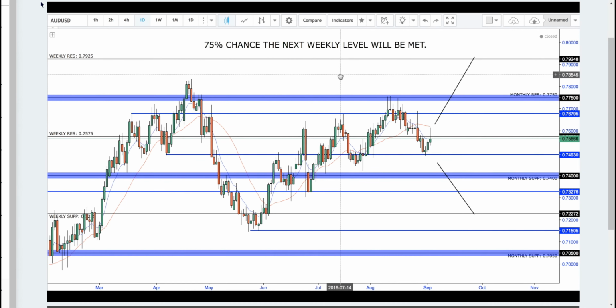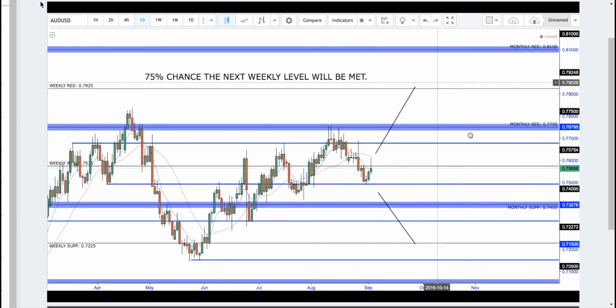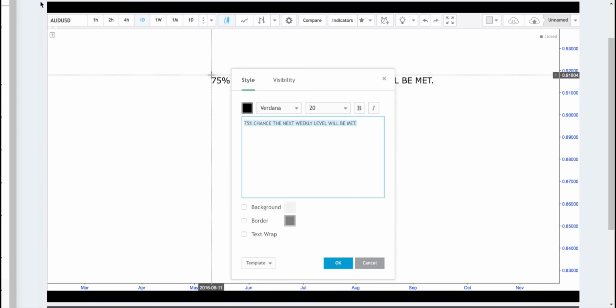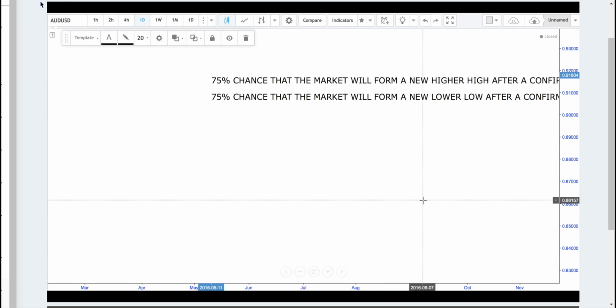And also, which I didn't drop in on the last video, very sorry, there is a 75% chance that the market will form a new higher high after a confirmed higher low, and vice versa, a 75% chance the market will form a new lower low after a lower high.